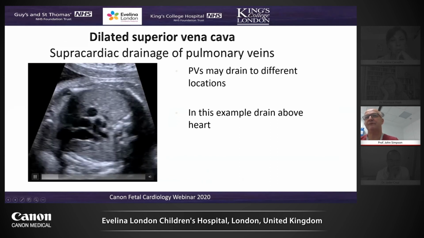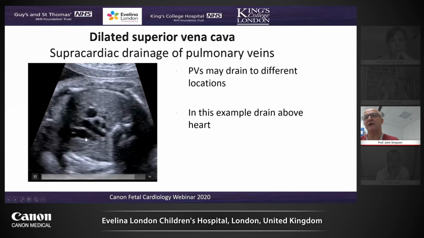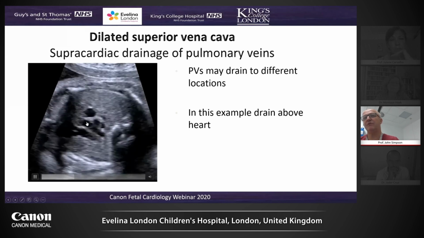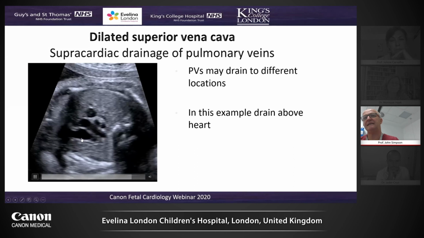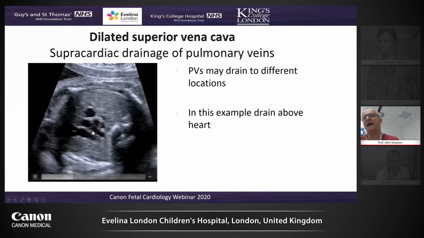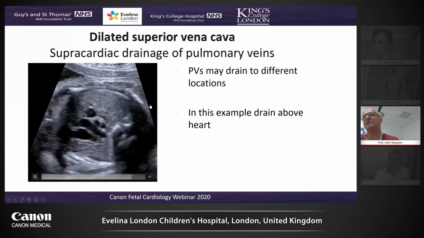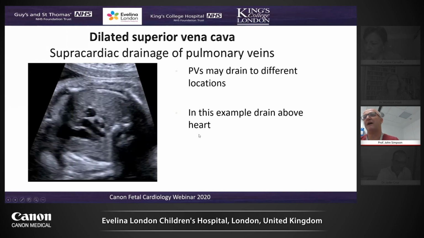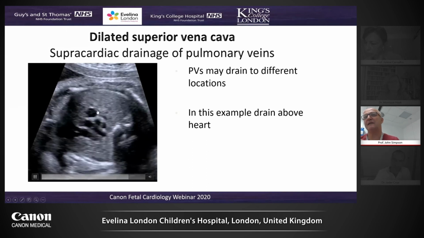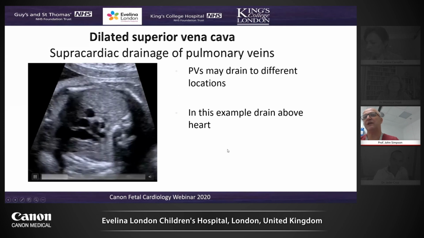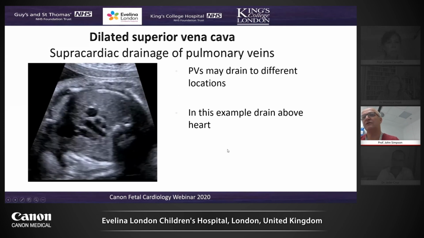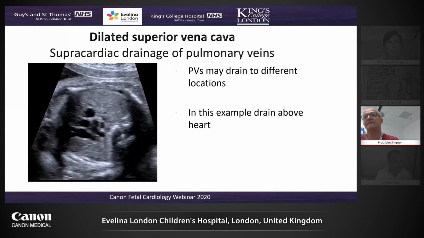I don't have time to go into every single feature, but note when you come up in this example, same example, we see the pulmonary artery, the transverse aortic arch, and the SVC is now bigger than both the aorta and the pulmonary artery. And in this example, it's bigger because the pulmonary veins are draining above the heart, in supracardiac total anomalous pulmonary venous drainage. And this is a good clue to that diagnosis.